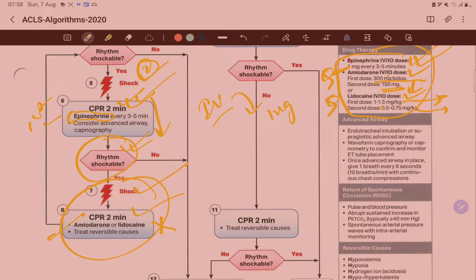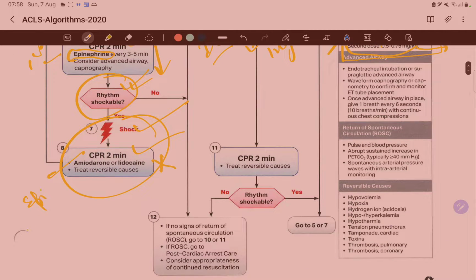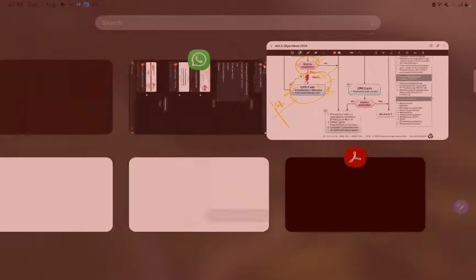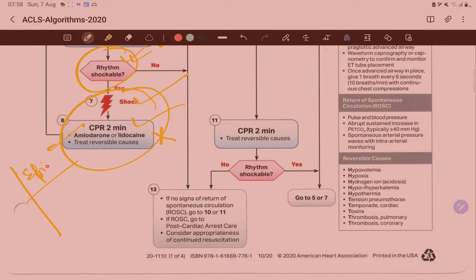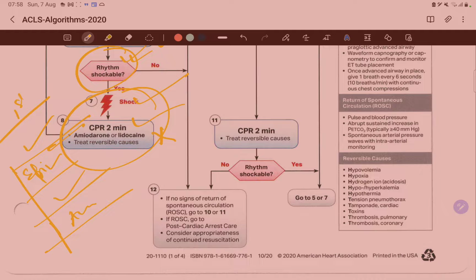The person who is doing the chart will write when CPR was started and when epinephrine was given. Again a shock was given, then amiodarone is given. After giving the first shock, we don't give any drugs, we do the IV access. After the second shock, we give epinephrine. After the third shock, we give amiodarone 300.